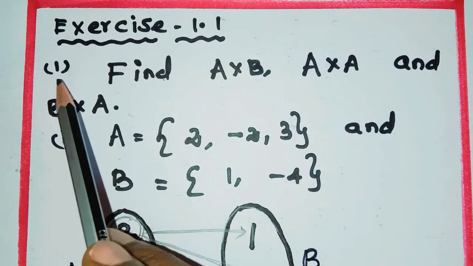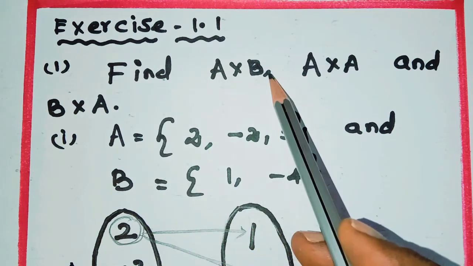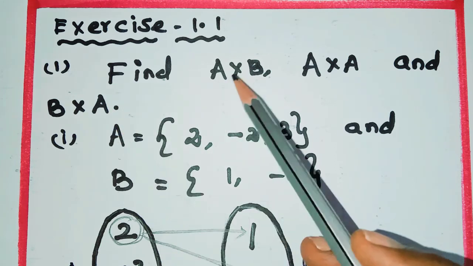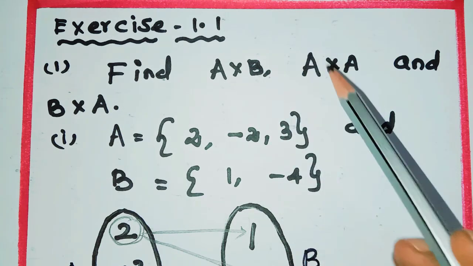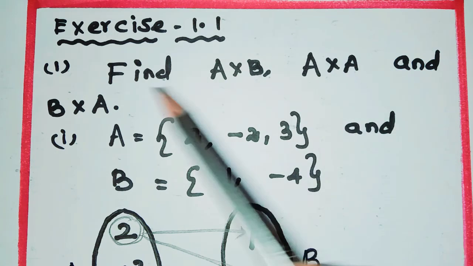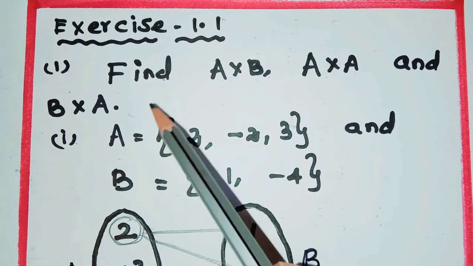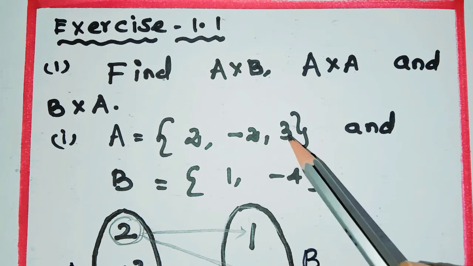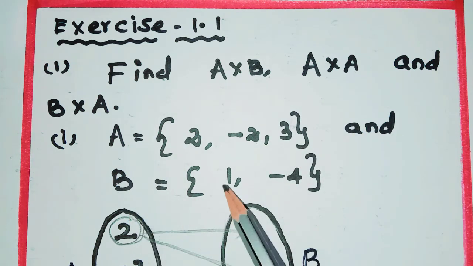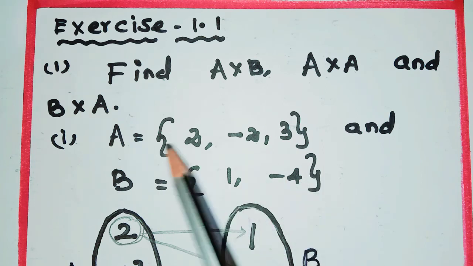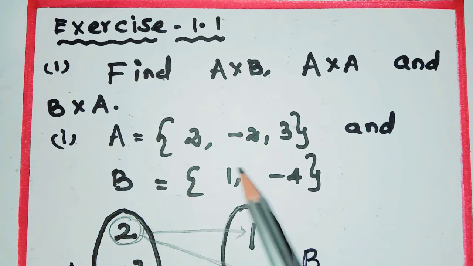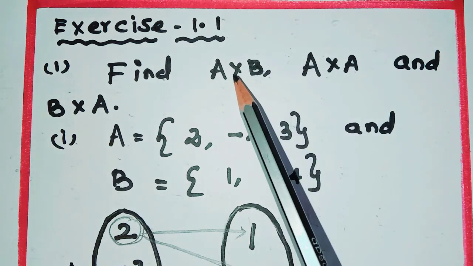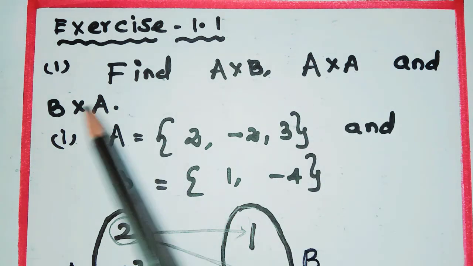Exercise 1.1, first problem. Find A cross B, A cross A and B cross A. So find the Cartesian product of A and B, the Cartesian product of A and A, and the Cartesian product of B and A. Two sets are given. Set A equals {2, -2, 3}, and the second set B equals {1, -4}. Set A contains 3 elements, set B contains 2 elements. So find the three Cartesian products.